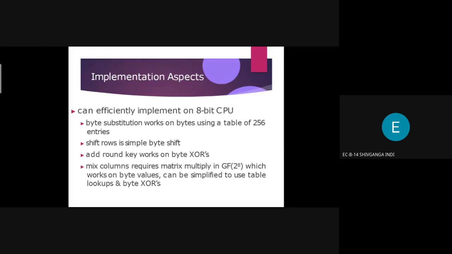The mix columns require matrix multiplication in a Galois field, that is 2 raised to 8, which works on byte values. It can be simplified to use table lookups and byte XORs. So we can perform the various XOR operations for these particular mix columns.